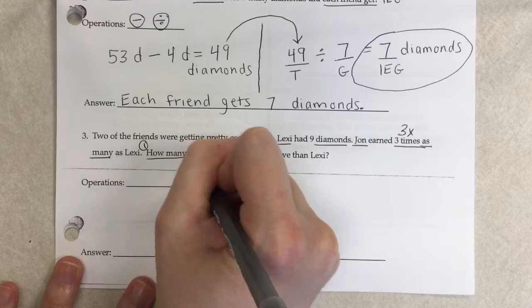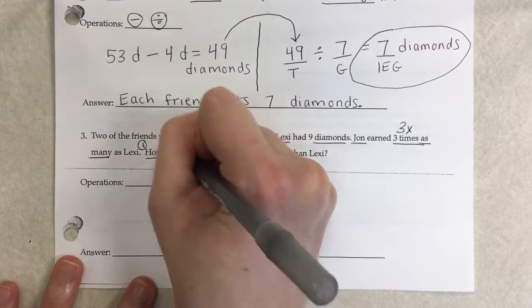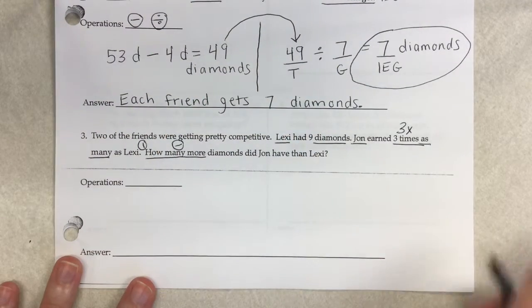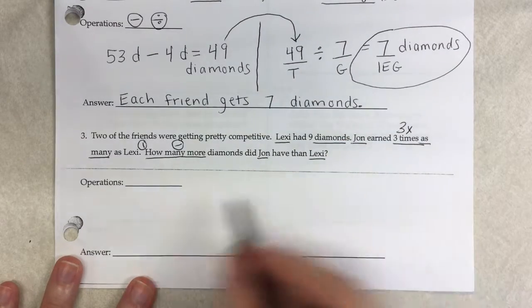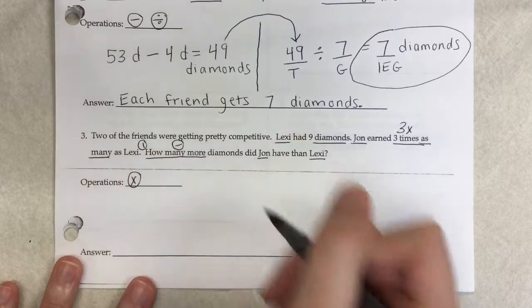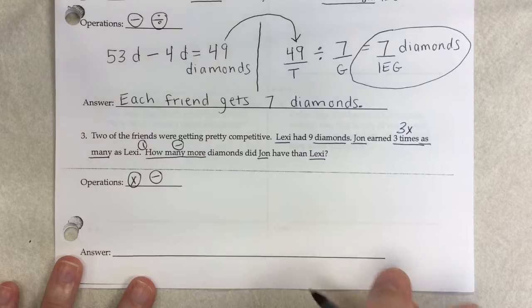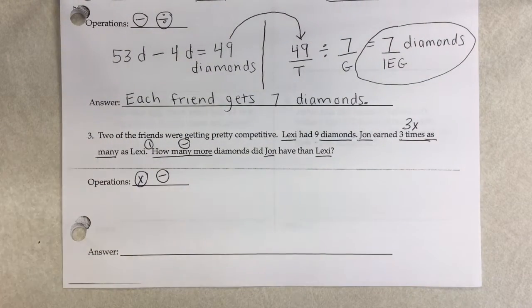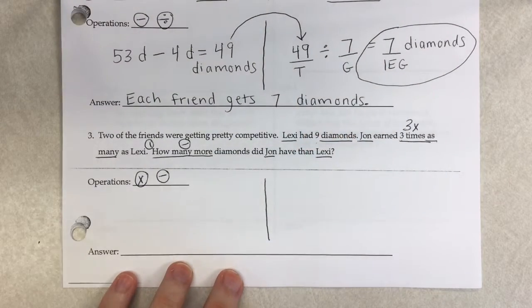When I see how many more, if I look at my window page, I know that I'm going to need to subtract when I hear how many more. And I'm comparing John and Lexi. So operations, I see 3 times. I know I'm going to need to multiply. I know I'm also going to need to subtract because of how many more. So since I have 2 different operations, I know this is going to be a 2-step problem. So I'm going to divide my space down the middle for 2 equations.